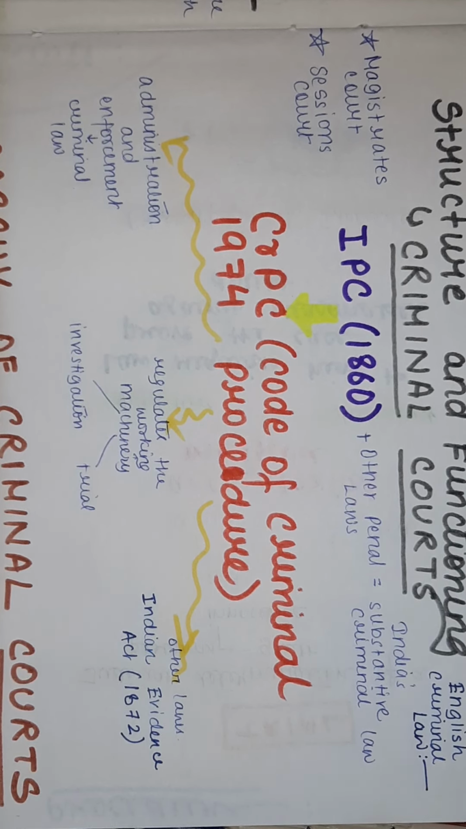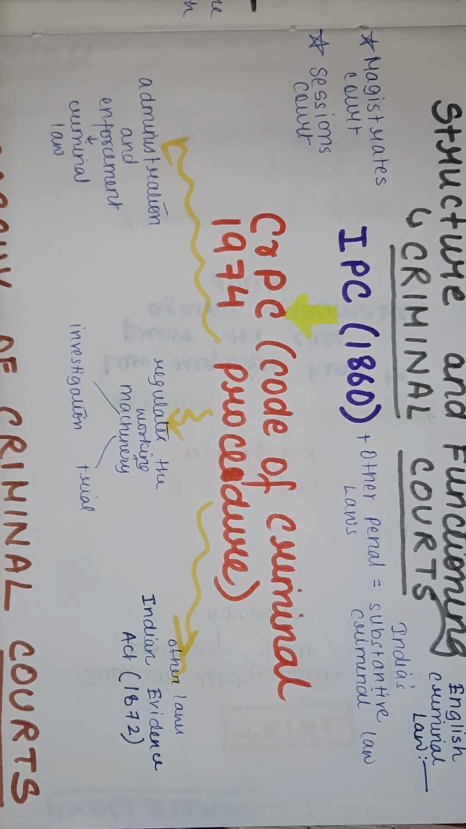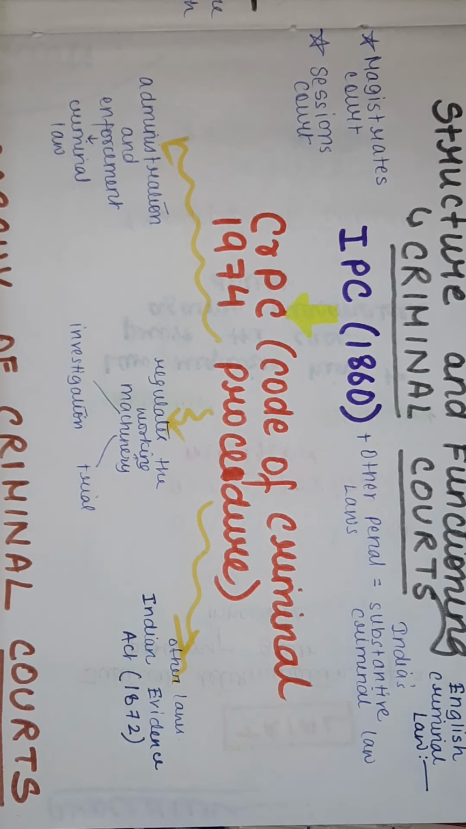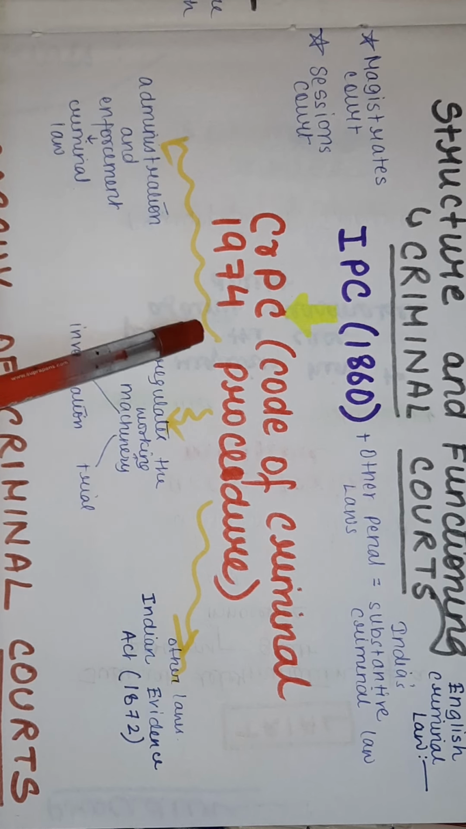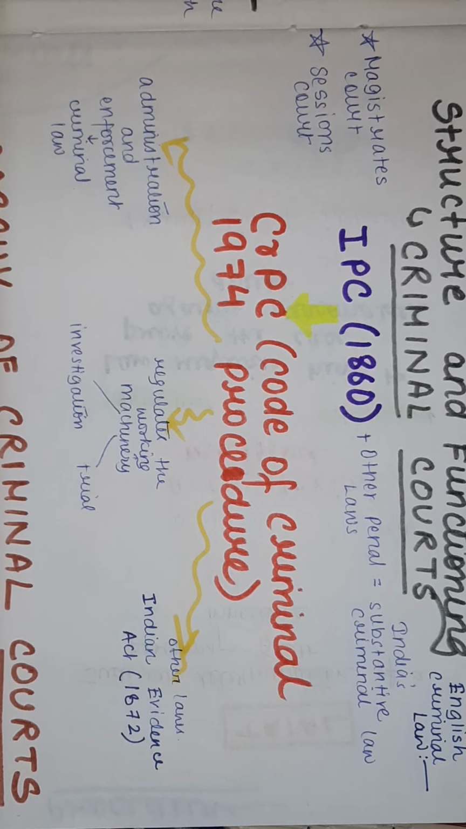Now, after the 1860 IPC, the CRPC, or the Code of Criminal Procedure of 1974, was passed. At this point of time, India ceased to be a colony. So now Indian interests were kept in mind. It was the first priority and not the narrowly defined commercial interest of the colonial government.